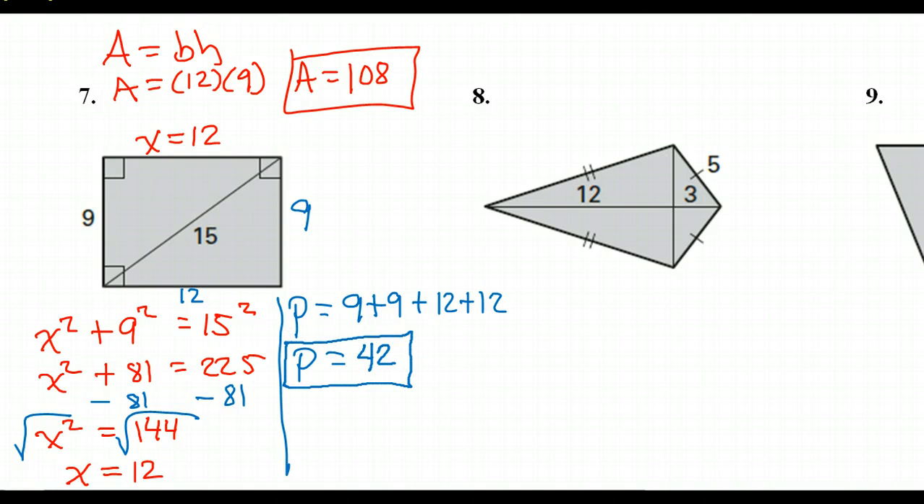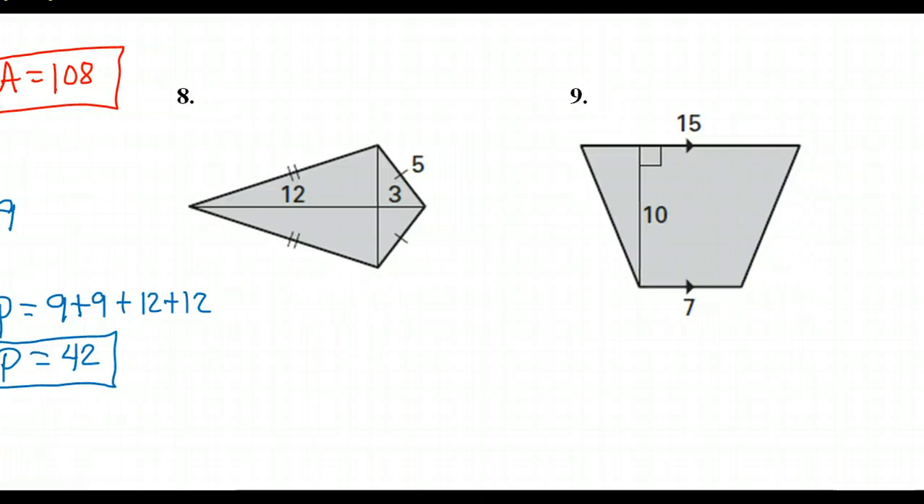So that's number 7. Let's take a look at number 8. Number 8 is just like one of the problems we did before. A lot of Pythagorean theorem happening. Okay, we're going to have to do the Pythagorean theorem. This time we're going to need it to find this, so we can find the diagonal in the first place. So let's do that.